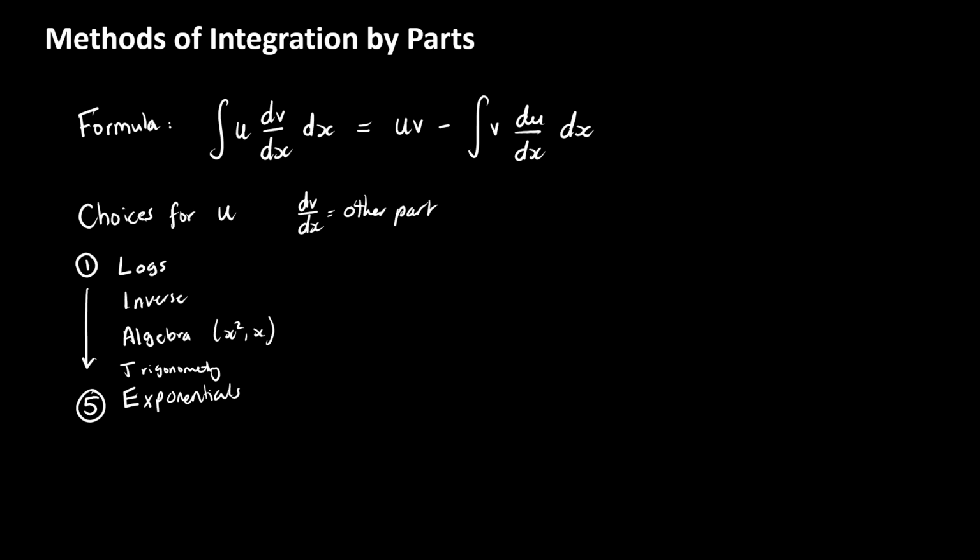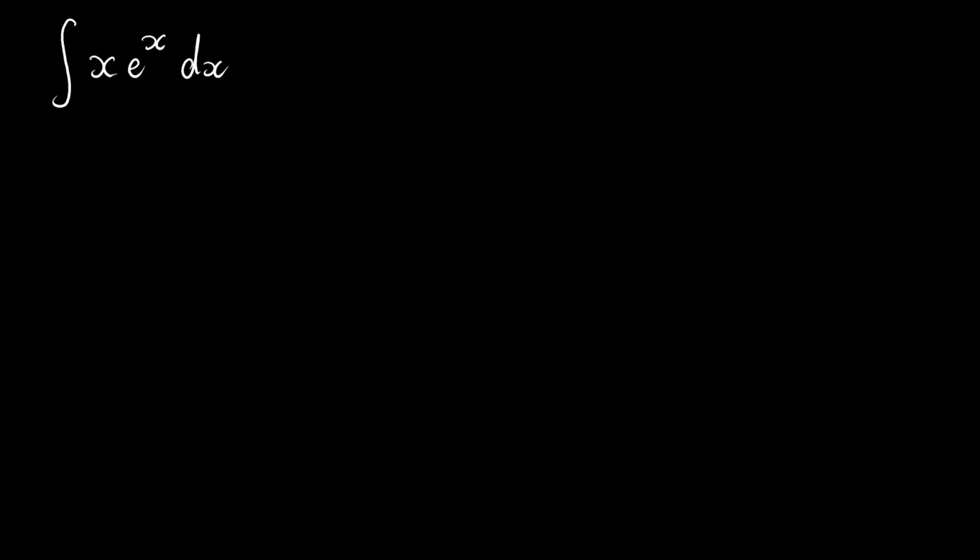I'll also show you a tabular method which works for certain ones, but not necessarily all of them, but it might be helpful for you to see both methods and make a judgment for yourself about how you feel about them. So we'll go through the main method and I'll show you another method as well. Standard example: we've got x times e to the x, a product of two functions, and we want to integrate them by parts.